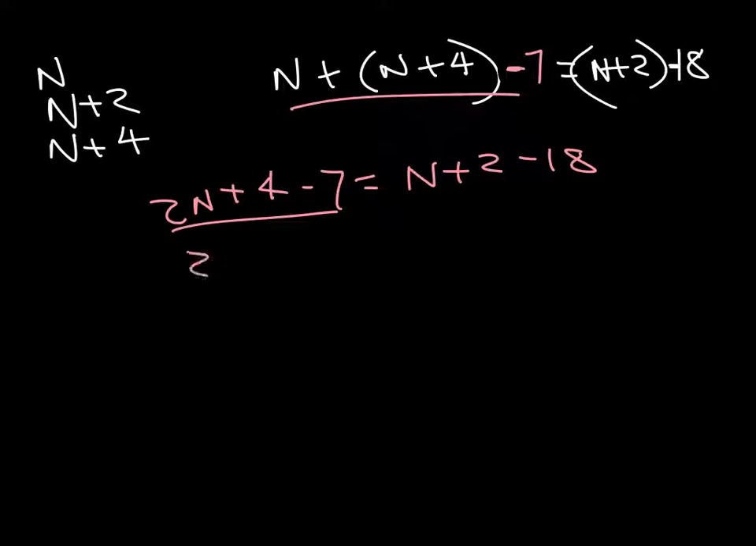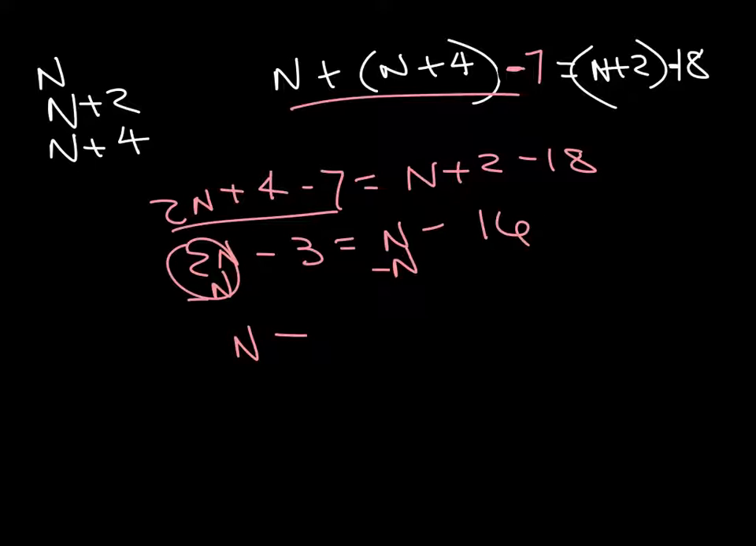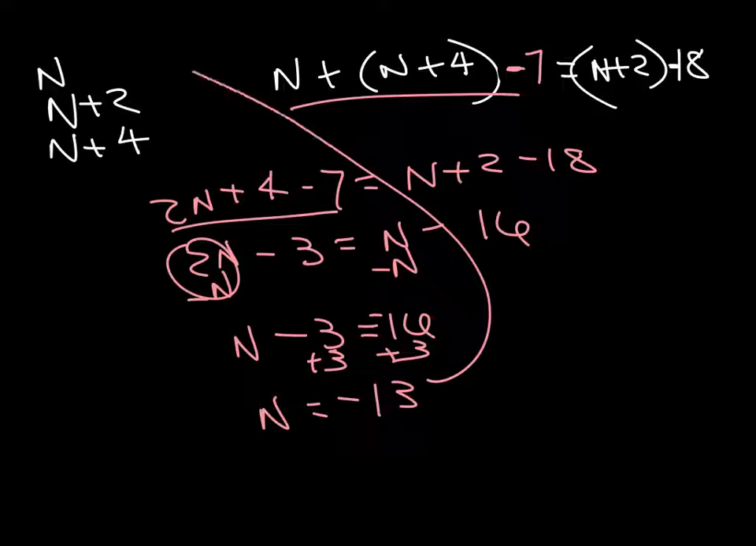Okay, let's keep simplifying. Subtract n. So 2n minus n is 1n, minus 3 equals negative 16. Add 3, and n equals negative 13.